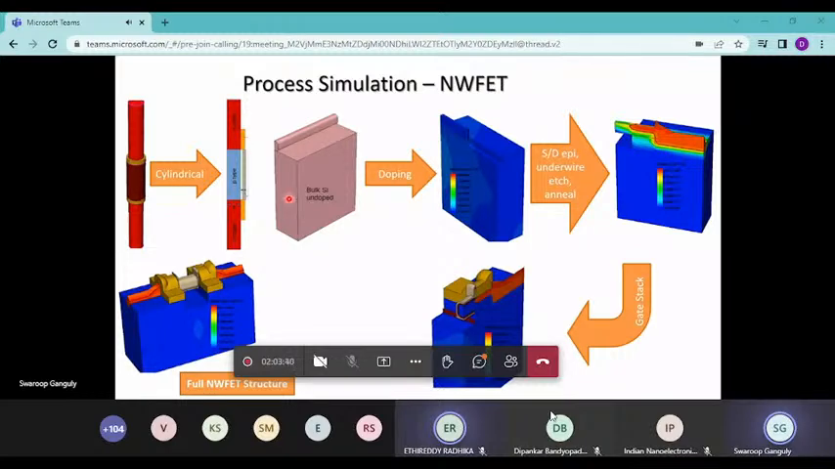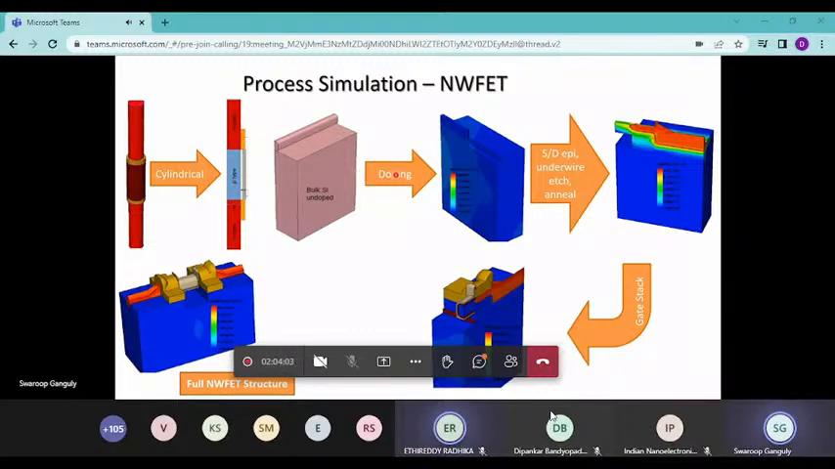The starting point is this bulk silicon, which is undoped. And the final device to be realized is this nanowire FET, which is in the future. We still don't have nanowire FETs in production, but if you recall the forecasts that I was showing you, then this is very much part of the future.